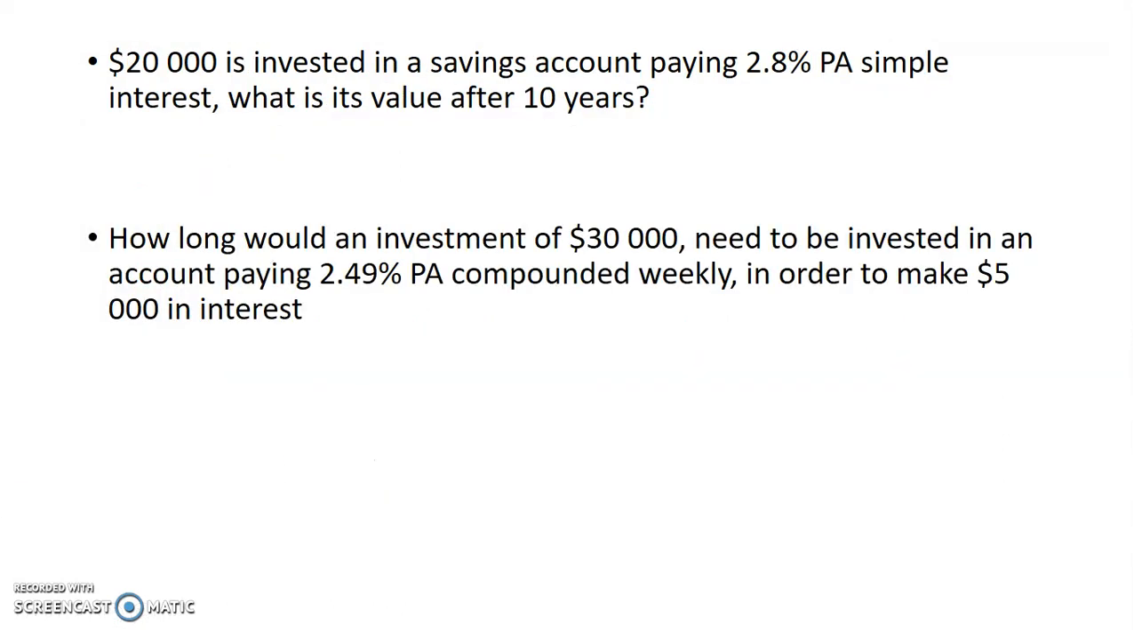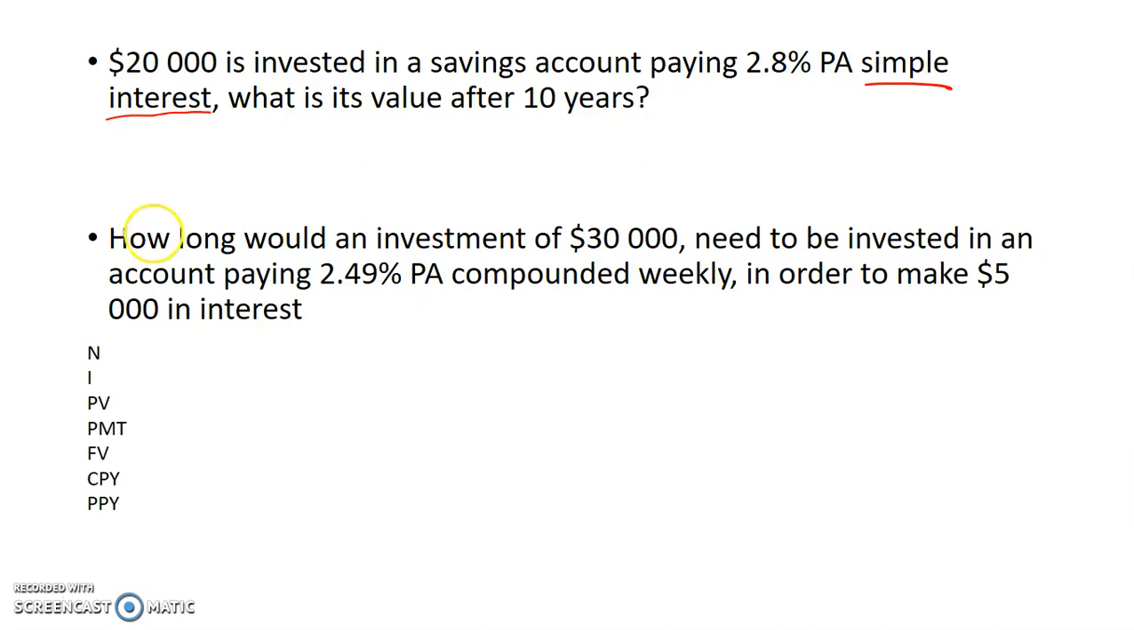Next two questions are here now as well. We'll get into the first one pretty quickly and then we'll do the last one on the CAS. So $20,000 is invested in a savings account paying 2.8% per annum simple interest. This is simple interest, a real big issue. Financial Solver only works for compound interest. So this one you would have to use the formula, you would have to do it by hand. So for the sake of this video, I'm just going to leave that blank and say we can't do it with compound interest. Last one: how long would an investment of $30,000 need to be invested in an account paying 2.49% per annum compounded weekly in order to make $5,000 in interest? We'll do this one completely as it is the last one.